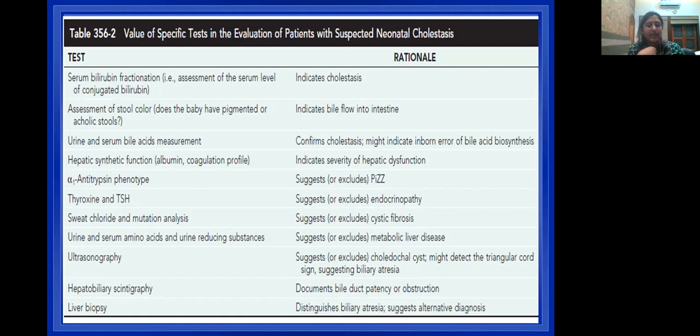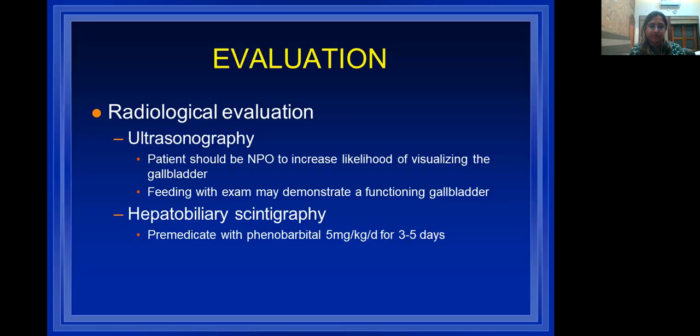And finally, HIDA scan or hepatobiliary scintigraphy, which documents bile duct patency or obstruction, and has different results in case of INH, that is idiopathic neonatal hepatitis, and EHBA, that is extrahepatic biliary atresia. And finally, liver biopsy, which distinguishes again biliary atresia and hence suggests an alternative diagnosis. Now coming to the radiological part of evaluation.